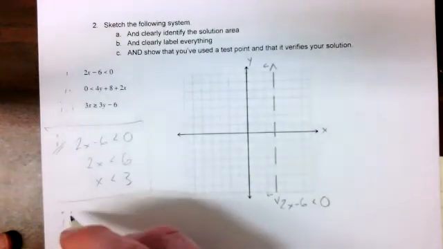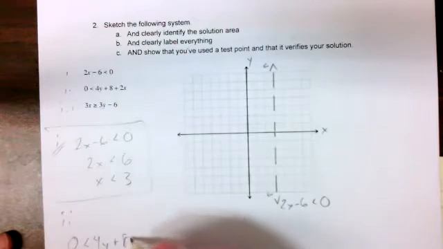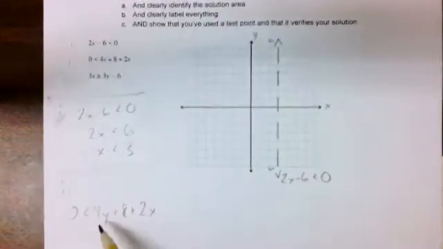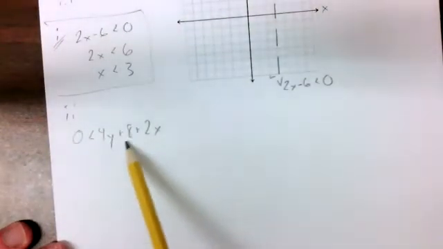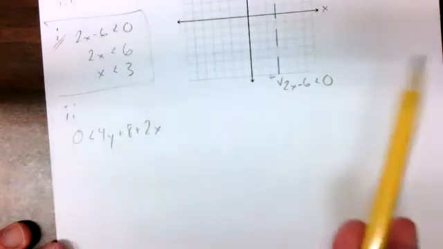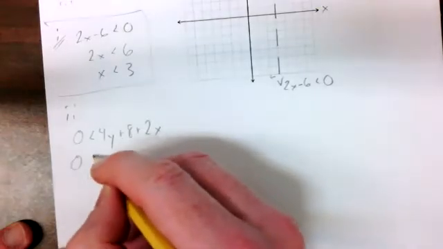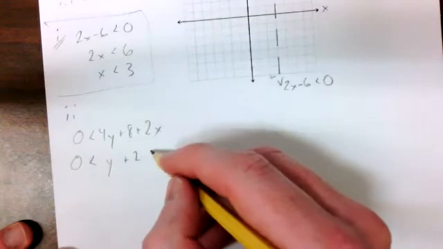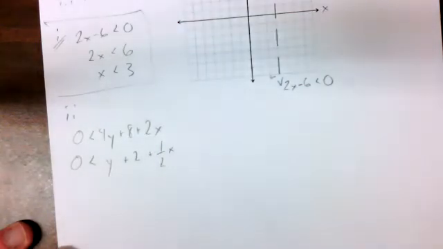Part 2. 0 is less than 4y plus 8 plus 2x. Well, I want to get y by itself, completely by itself. So I need to move these two things over, but I also need to divide everything by 4. It doesn't matter which one you do first. I'm going to divide by 4 first. So 0 is less than y plus 2 plus, this would be 0.5. So you can write it as a decimal, or if you're cool like me, as a fraction.